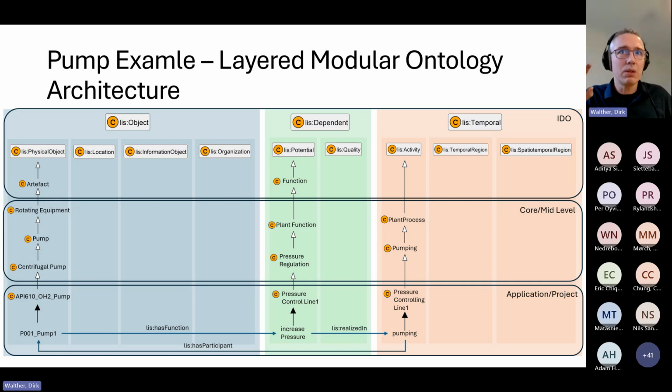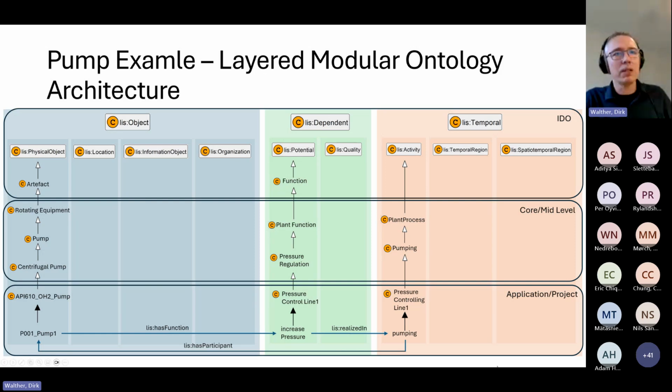In the mid-level or core mid-level, we find terminology that is less general, but also not extremely specific. Sort of, it lives in the right place in the middle. These are words like rotating equipment, pump, centrifugal pump, plant function, pressure regulation, plant process, pumping. This is terminology that can be provided in a core or mid-level ontology.